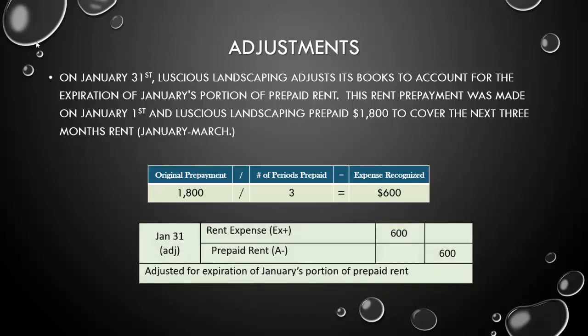And the journal entry to adjust for the expiration of prepaid rent puts the actual expense on the books by debiting rent expense for $600, and it removes part of your asset, the portion of prepaid rent which is expired, by crediting that account for $600.